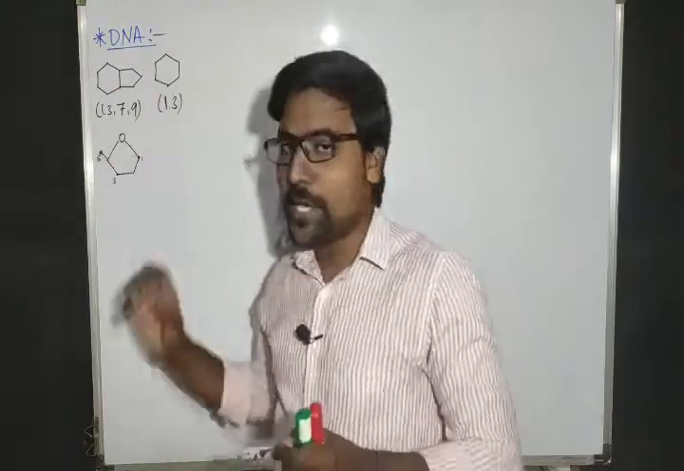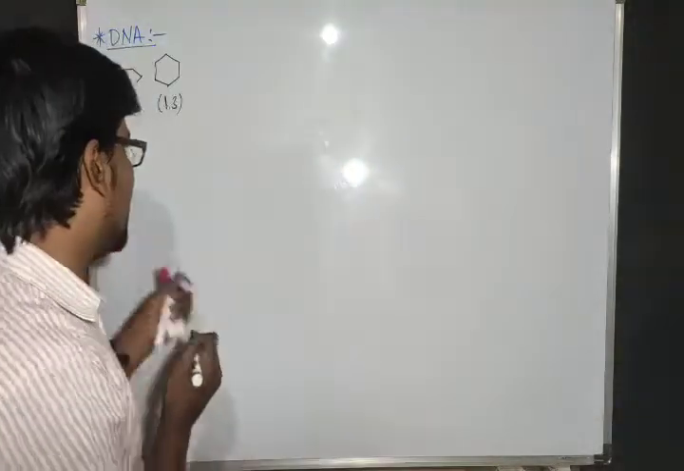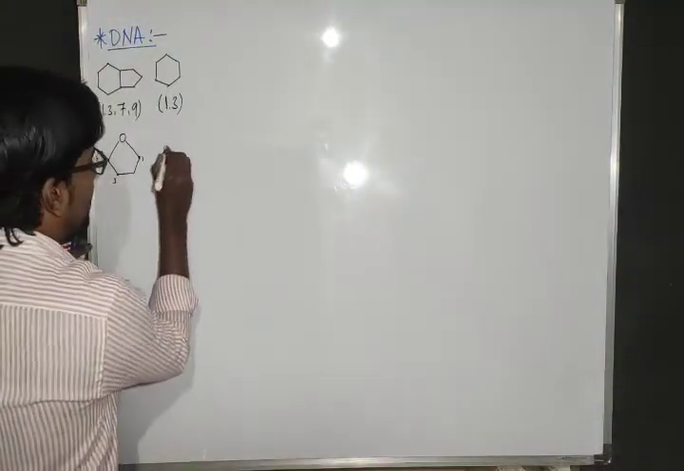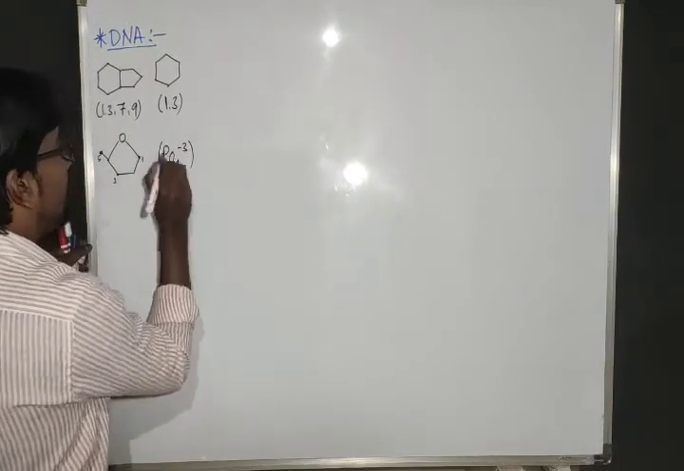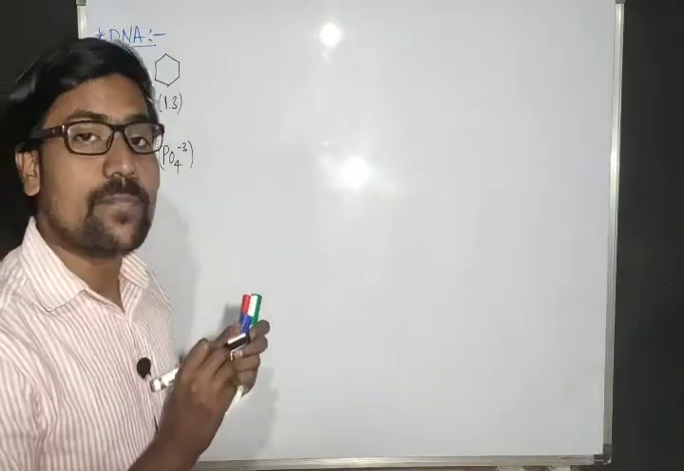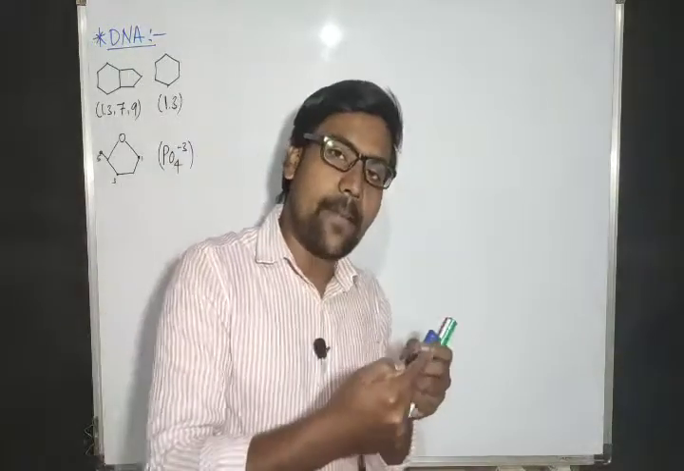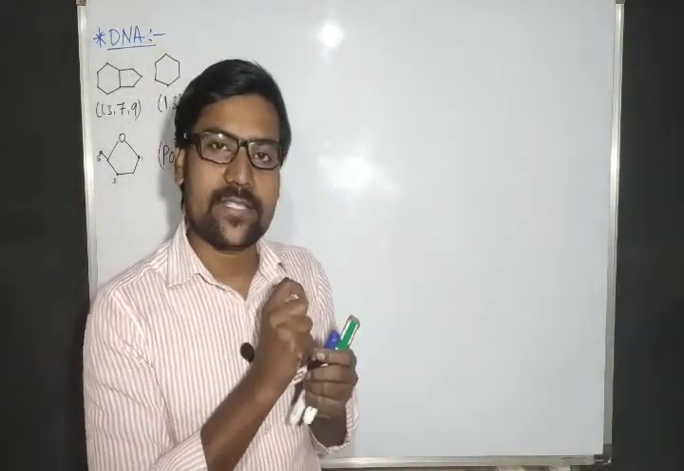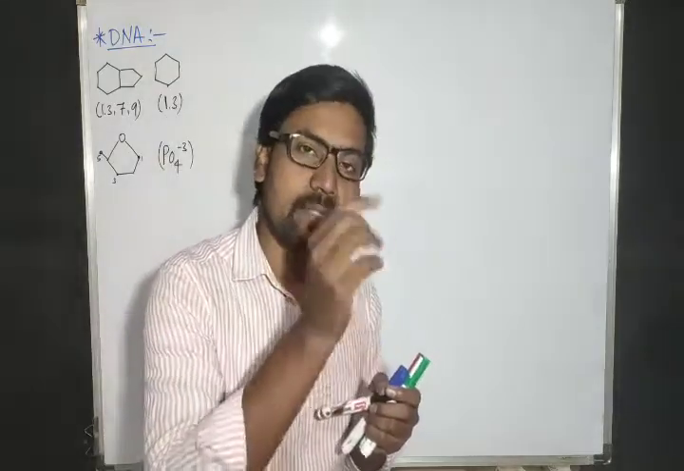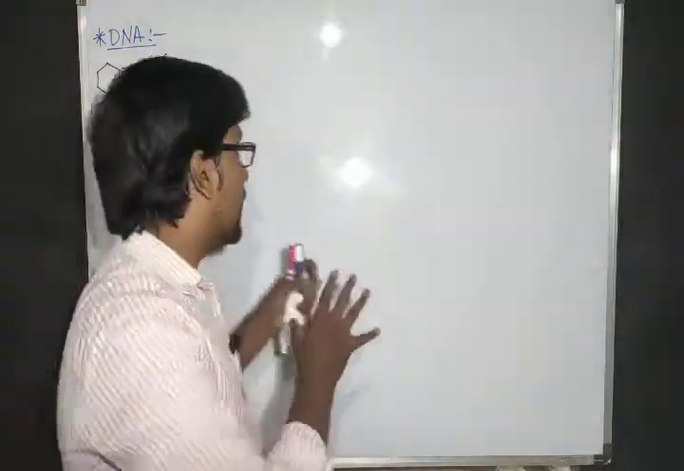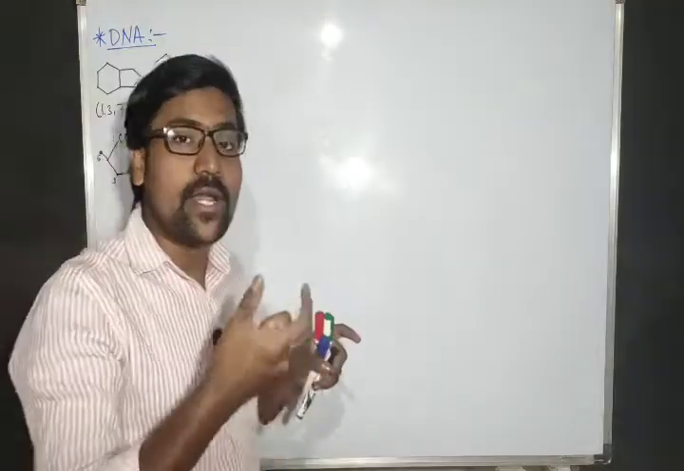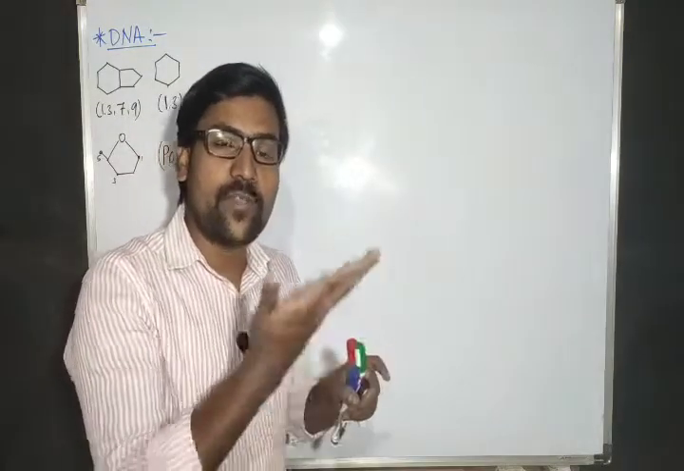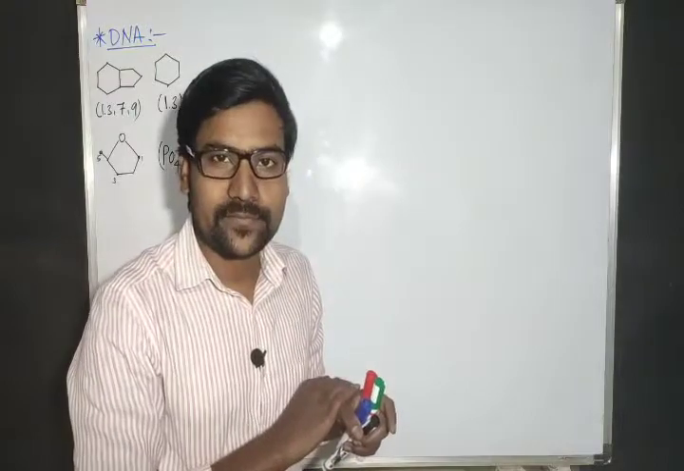Nitrogen base, pentose sugar. What is the next one? Phosphate. Here the phosphate molecule I will write as PO4 3 minus. This is the phosphate molecule. While combining, it is actually phosphoric acid, and that phosphoric acid becomes phosphate. Now, including all of these raw materials, what do we need to produce? We need to produce the nucleotide.